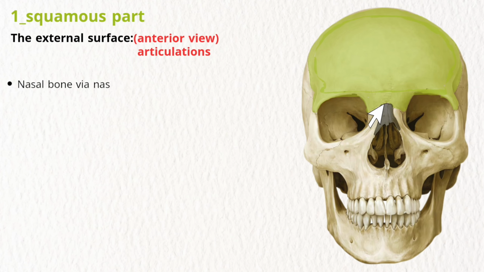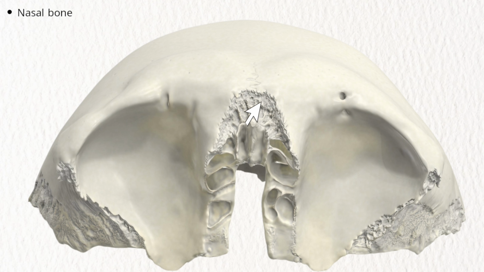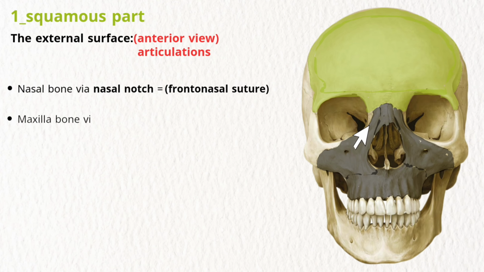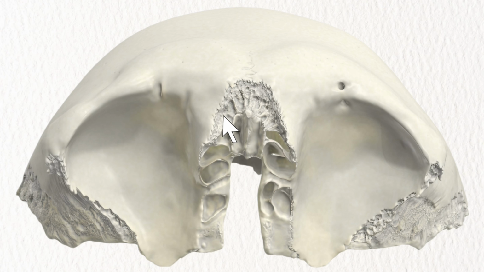It articulates with the nasal bone on either side of the middle line by the nasal notch, and the suture between the frontal bone and the 2 nasal bones is called the frontonasal suture. It also articulates with the frontal process of the maxilla by the nasal notch.